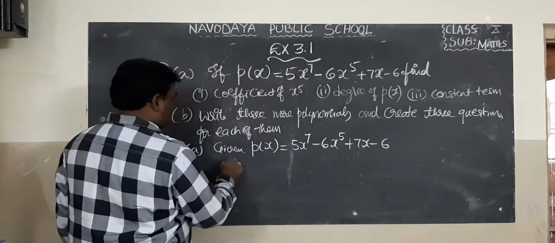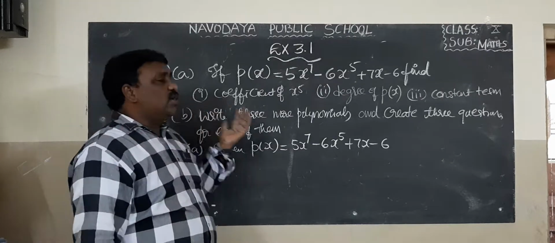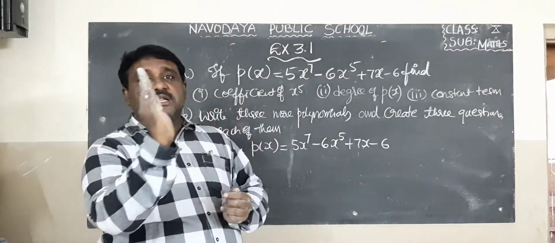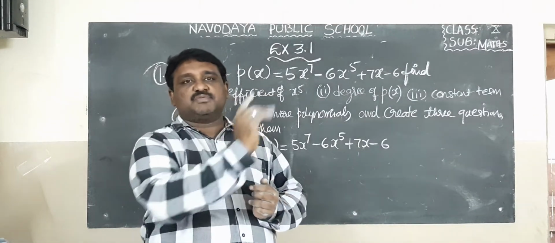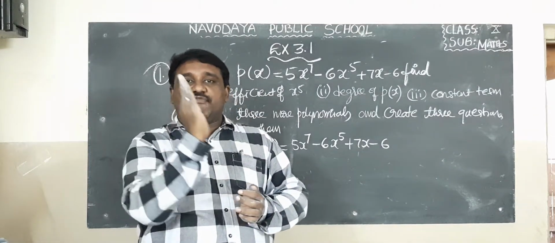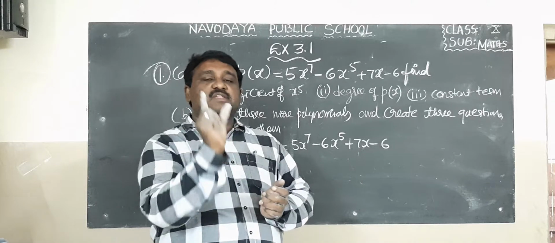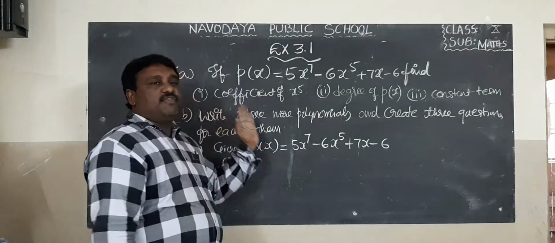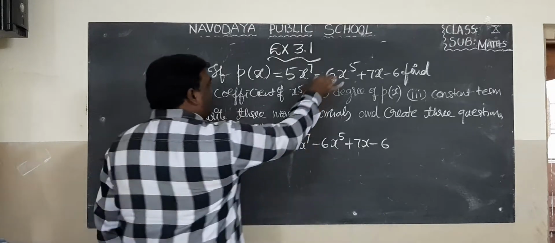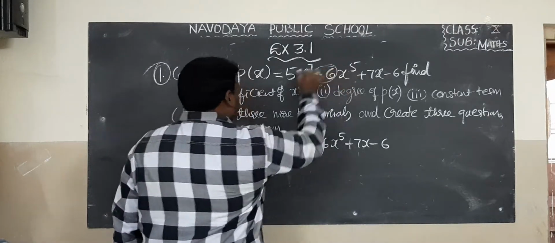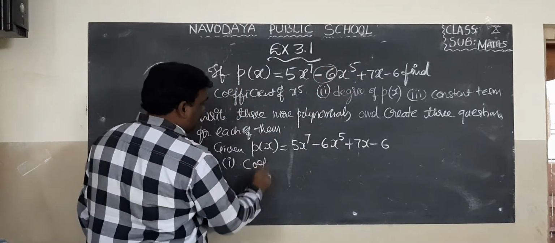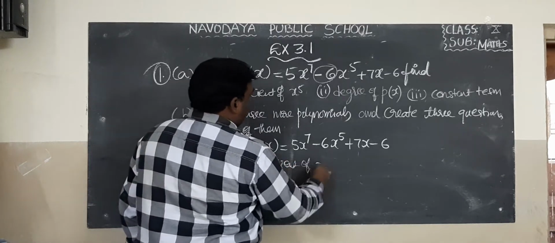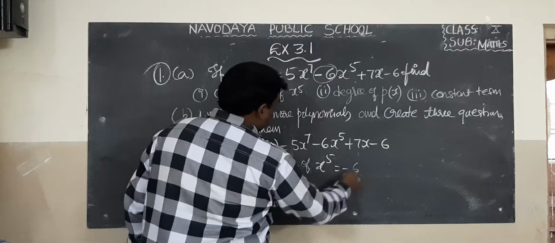First question answer. What is the first question? Coefficient of x power 5. X power 5 front number is known as coefficient. Coefficient means always front number. What is the first one? Coefficient of x power 5. X power 5 front number, minus 6. So coefficient of x power 5 equal to minus 6.